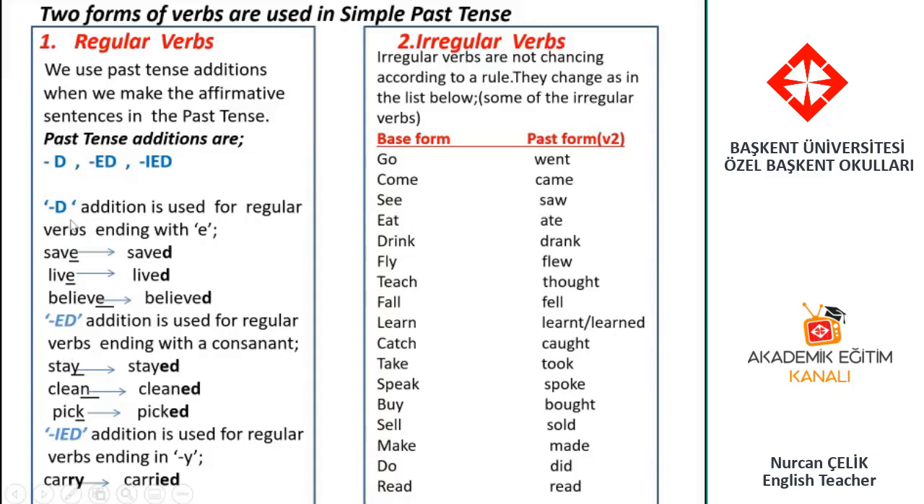D is the general past tense addition, and it is used for verbs ending with e. For example, save. The verb finishes in e, and we use d addition. It changes as saved. Live as well, finishes in e, and we add d, and it changes as lived in verb 2. Believe, believed, the same rule.